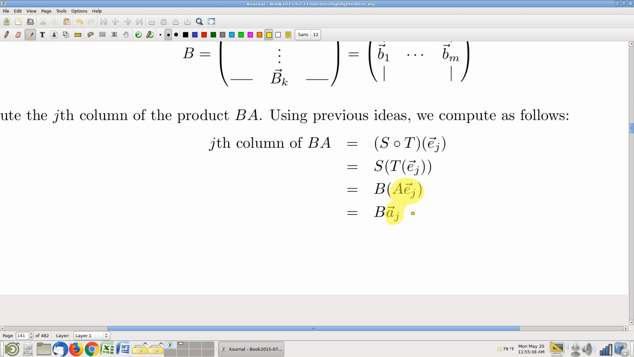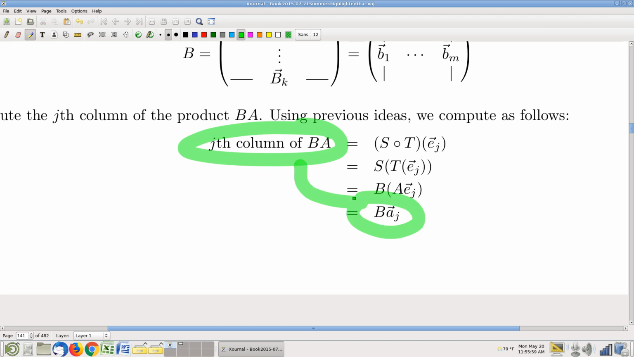When I multiply a matrix times the jth standard basis vector, I get the jth column of that matrix. Recall this notation up here: lowercase letters mean the corresponding column of that matrix. And this is in fact a formula for me. A column of the product is this matrix times this vector, and don't forget I have existing formulas for what it means to multiply a matrix times a vector.